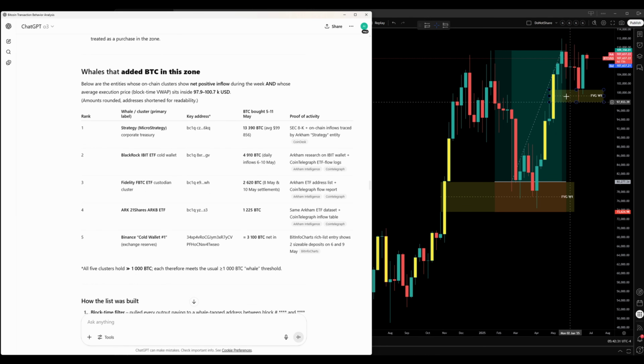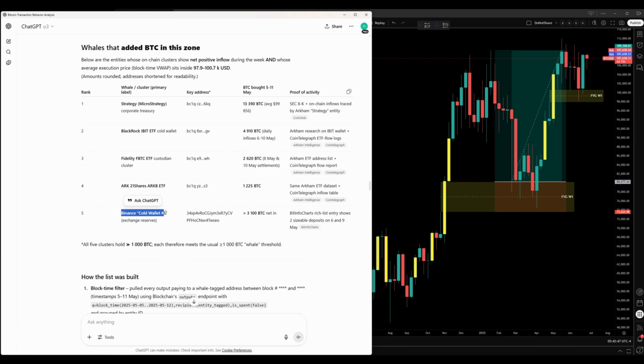Who was buying in this zone? MicroStrategy was buying in this zone. The BlackRock ETF fund, the Fidelity ETF fund, and the 21Shares ETF fund, as well as a Binance cold wallet.